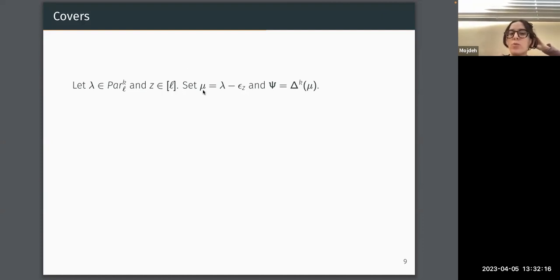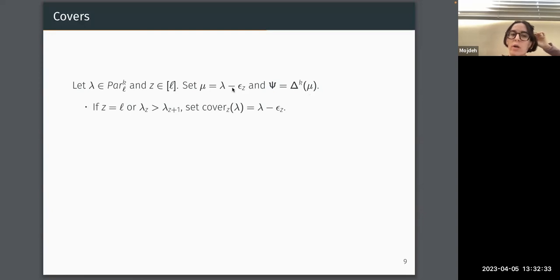Okay, what we'll do is we'll set mu as the partition lambda with 1 subtracted from the zth part of it. That's what minus epsilon of z means. And then I'm going to set psi as the k-Schur root ideal corresponding to mu. Here's how the algorithm is going to work. If z is L, so it's the biggest number we could have picked here, or if lambda z was strictly greater than lambda z plus 1, then we're done. Cover z of lambda in that case is just lambda minus epsilon z. So we don't even really need to work with mu much in that case. Very simple.